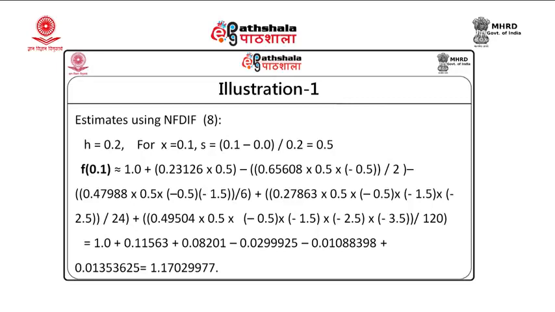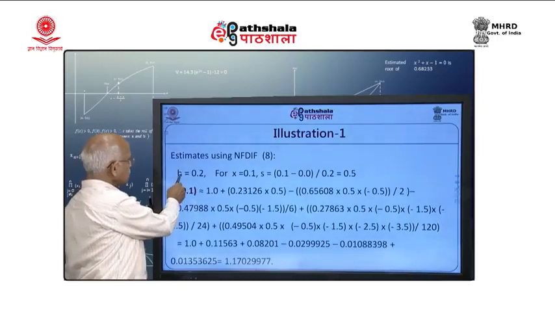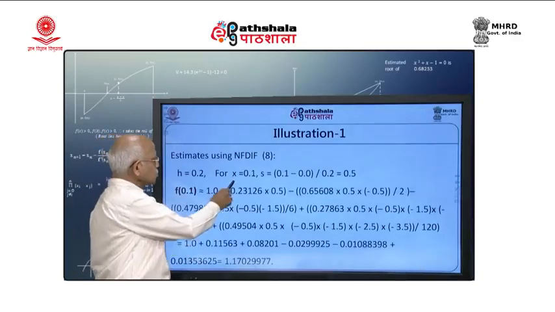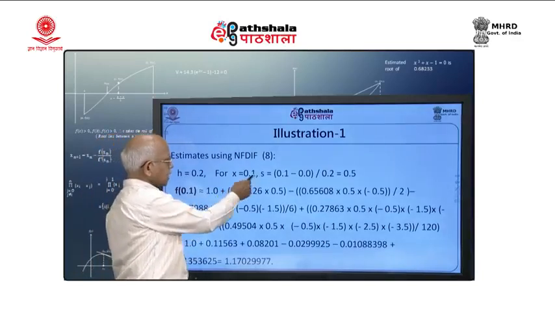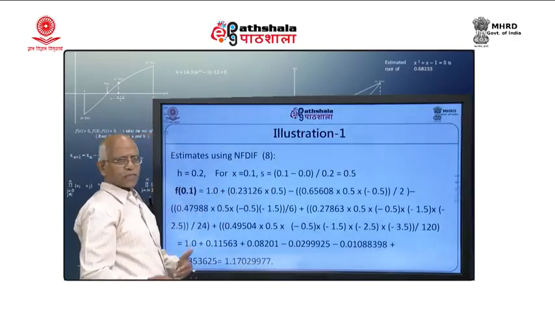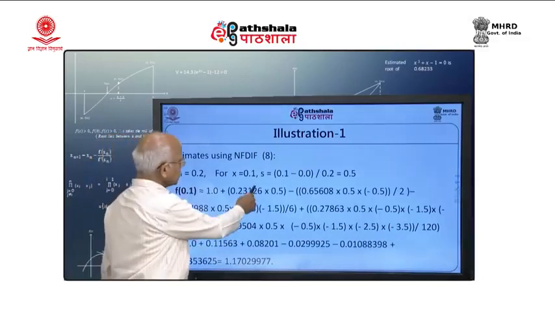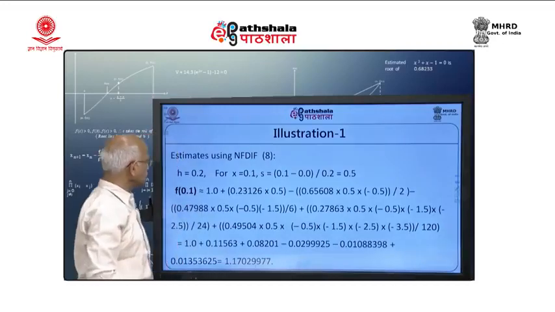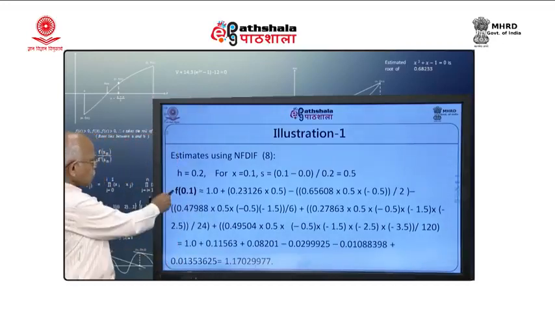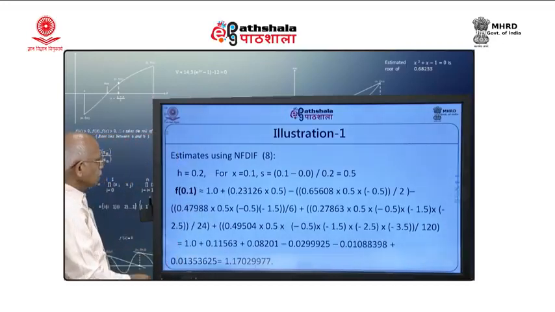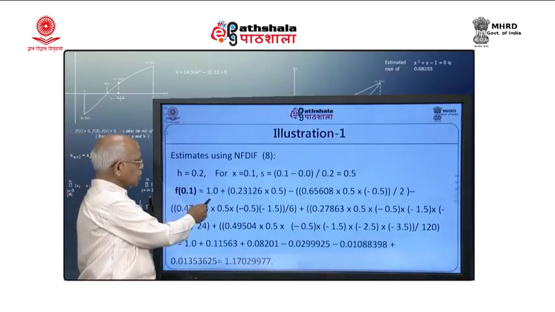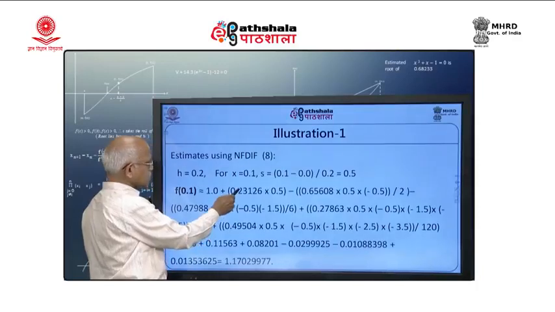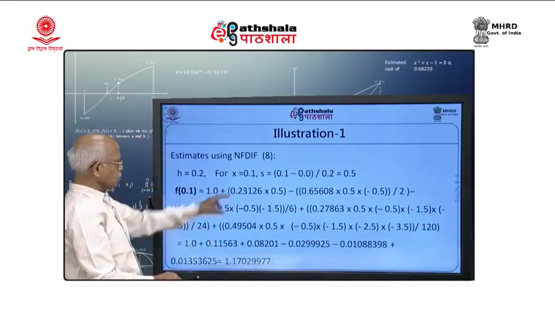Now, we are using these estimates to compute our values. Here h, the incremental value in x, is 0.2. For x equal to 0.1, we are calculating s. We are going to use the formula in the concise notation. So, we get s equal to 0.1 minus 0 divided by 0.2, that is equal to 0.5. So, f 0.1 will be given by 1.0 plus s into delta f x 0 by 1 factorial, that is what we are going to consider.